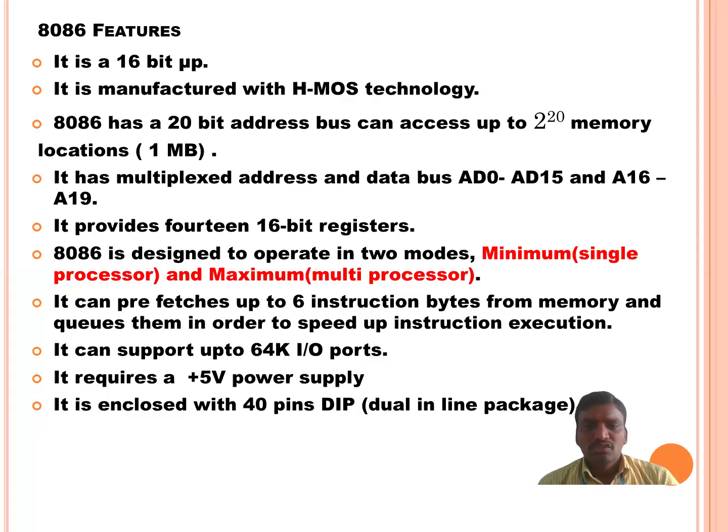If you know the address information, we can easily identify the memory capacity of the microprocessor. Suppose this microprocessor has 20 address lines. How do you find the memory capacity? With the help of the formula: 2 power the number of address lines gives the total memory capacity of the given microprocessor. The 8086 consists of 20 address lines, so its memory capacity is 2 power 20, which is 1 megabyte of memory.